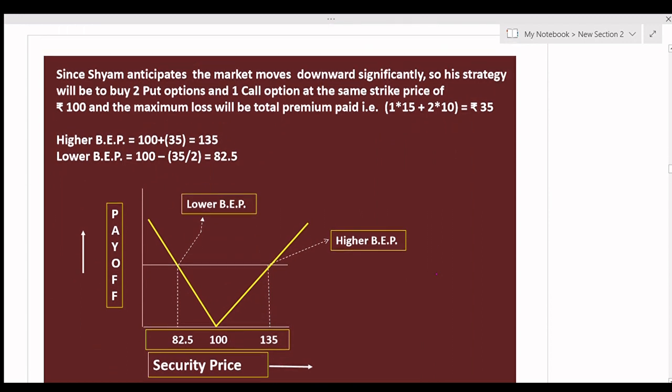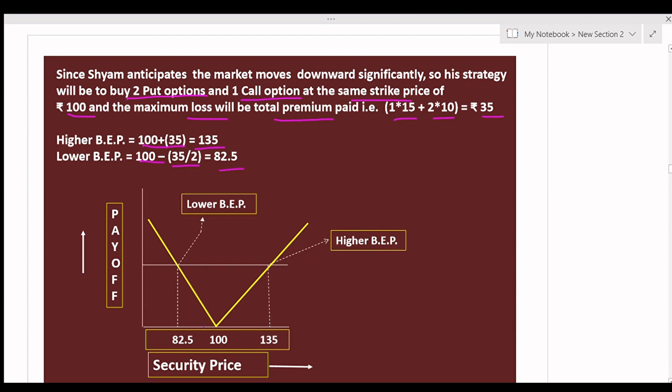Since Sham anticipates the market moves downward significantly, his strategy will be to buy 2 put options and 1 call option at the same strike price of rupees 100, and the maximum loss will be the total premium paid, that is 1 into 15 plus 2 into 10, equal to rupees 35. Higher BEP is 100 plus 35, is 135, and lower BEP is 100 minus 35 by 2, because he buys 2 put options. So the lower BEP is 82.5.